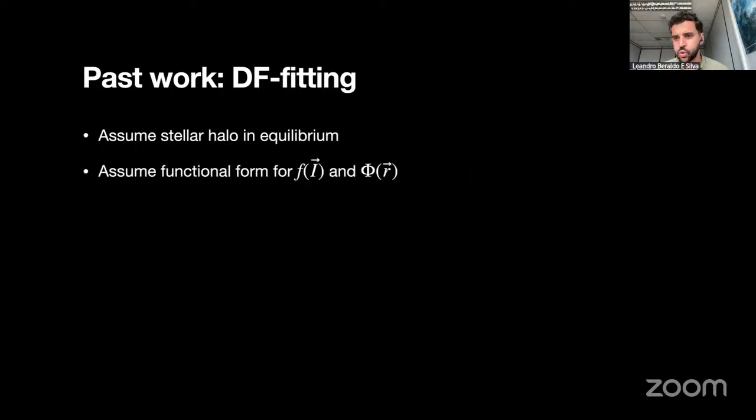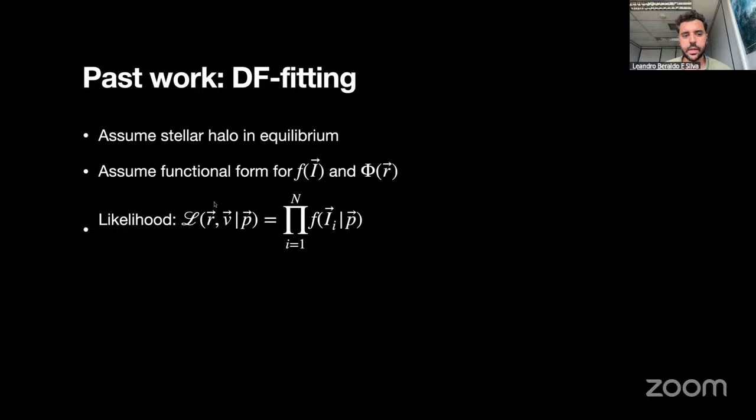Okay, so I'll just mention here one technique that people have used in the past to do this. That's DF fitting, the distribution function fitting. The idea here is, again, you assume the stellar halo is in equilibrium. You use Jeans' theorem, but now you assume some functional form for the DF as a function of the integrals of motion, and also for the potential that you want to constrain, right? You assume some functional form with some parameters, and you fit these parameters for both functions, okay?